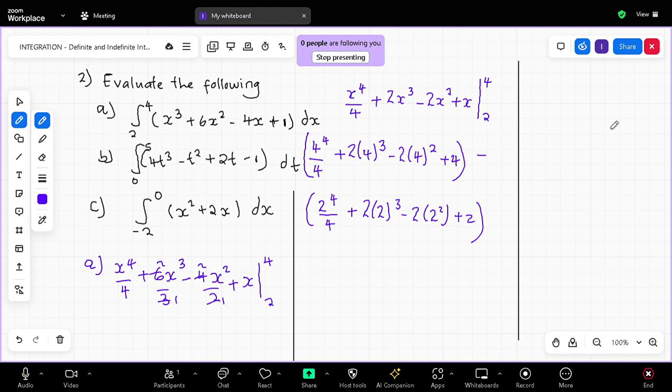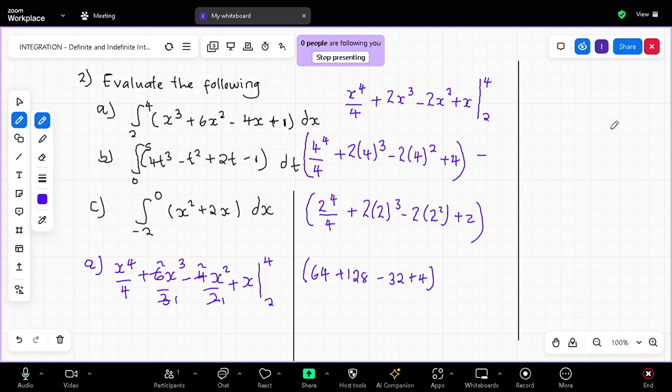So for the upper limit, we got 4 power 4. 4 power 4 divided by 4 gives you 64, plus 4 power 3 times 2, that is 64 times 2, that is 128, minus 4 squared times 2, that is 32, plus 4.